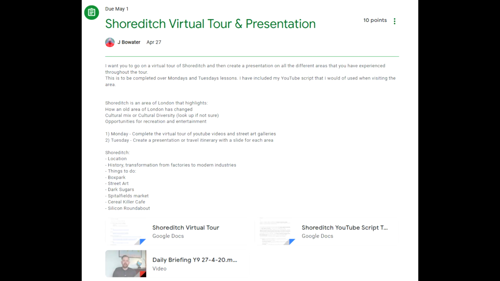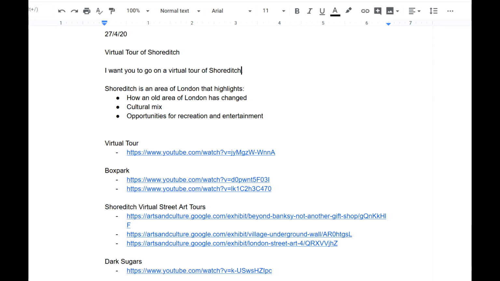For instance, I was very specific about why they were doing this. So the aim of these lessons about Shoreditch was to see how an old area of London has changed, how there's a cultural mix and cultural diversity in the area as well, and then opportunities for recreation and entertainment. So I gave them the context of why they were looking at this area. Then I gave them links to loads of different things.